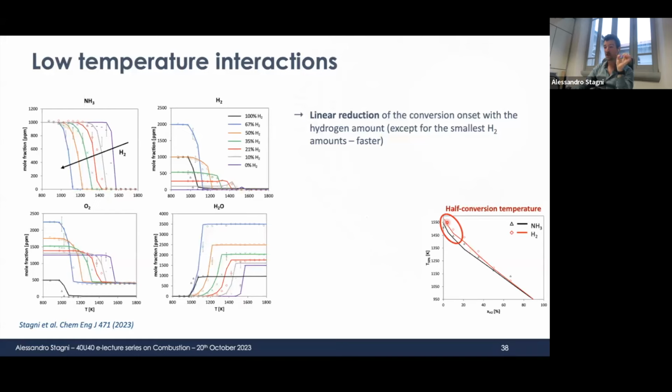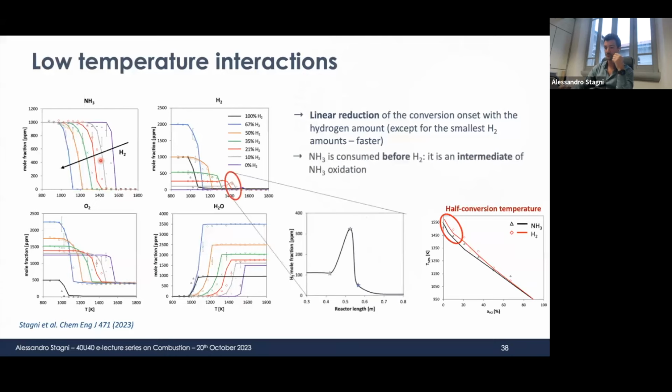Okay, if we add small amounts of hydrogen, we change the reactivity of ammonia more rapidly than if we add higher hydrogen amounts. Especially, as you can see from the bottom right chart, ammonia is consumed before hydrogen. Why this? Well, because hydrogen is an intermediate of ammonia oxidation. So as you can see here, hydrogen is first formed as a byproduct, as an intermediate of ammonia, and then it's consumed.